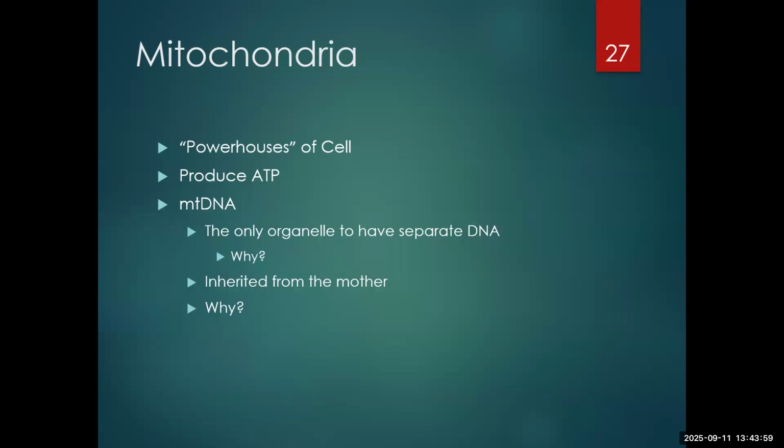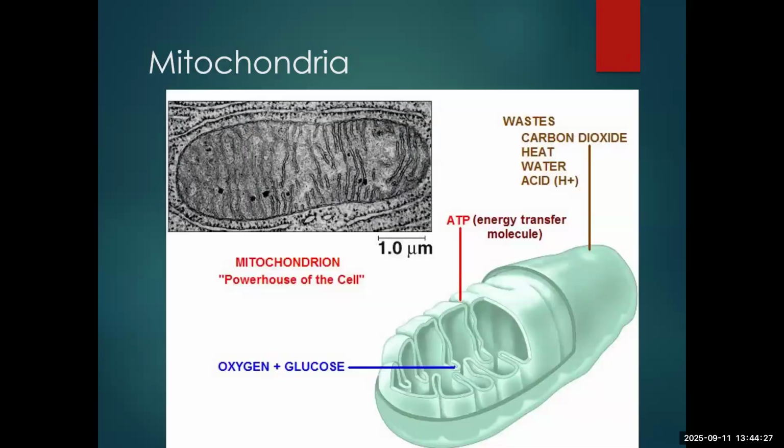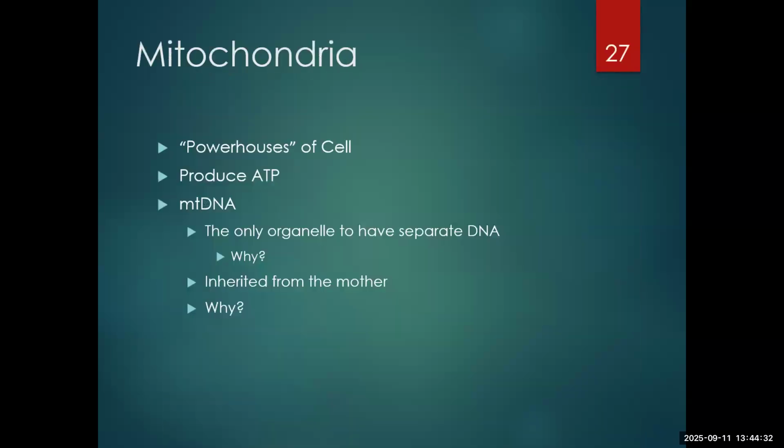Interestingly, I keep talking about the DNA as being in the nucleus. And the vast majority of our DNA is in the nucleus, but the mitochondria is the only other organelle that has pieces of DNA. So the DNA that is found in the mitochondria is called mitochondrial DNA, or mtDNA for short. Why would these little weird mitochondria have their own DNA? It's a really interesting question.